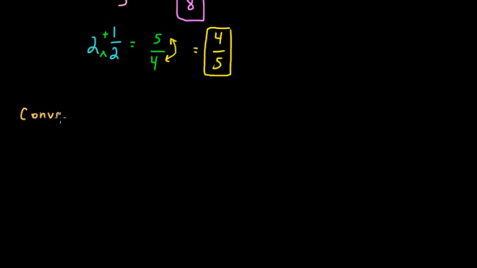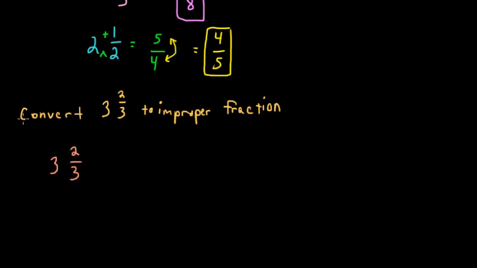Okay. Here we go. We're going to convert 3 2/3 to an improper fraction. So you do the Texas method. 3 times 3 plus 2. That's your new numerator. 3 times 3 being 9, plus 2 is 11. So the denominator stays the same. That's 11/3.